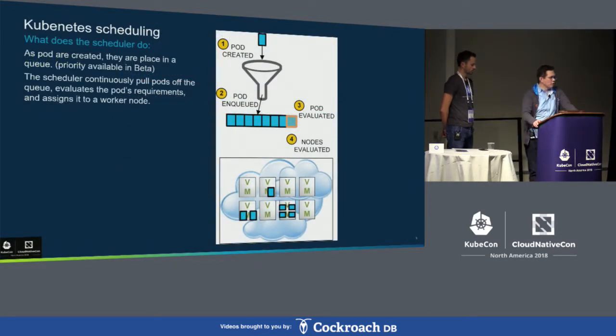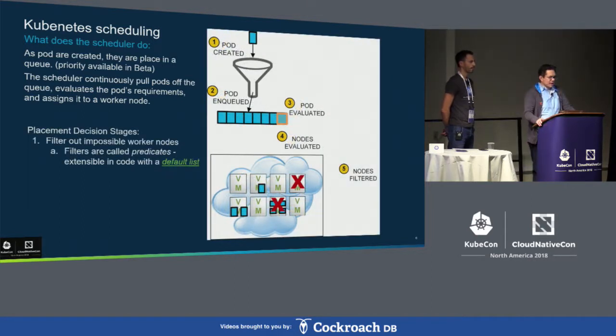So let's move on to Kubernetes scheduling. What exactly does the scheduler do? Well, through the API, pods are created and they're placed in a queue. There's a beta feature that potentially can cause things placed in the queue to jump ahead of others, but you'd have to enable it. Then the scheduler continuously pulls pods out of the queue, looks at their requirements, and assigns each to a worker node, assuming you have more than a one-node cluster.